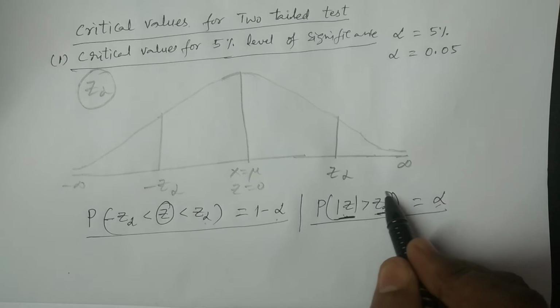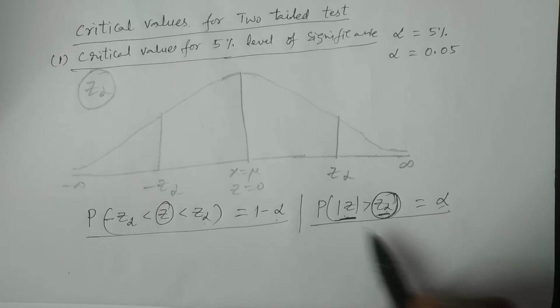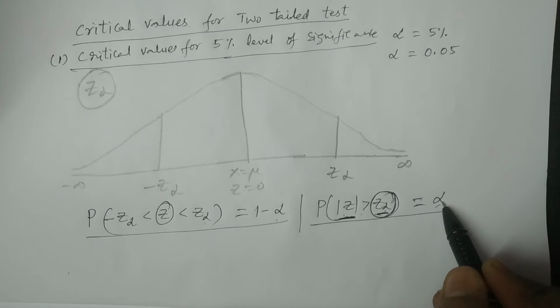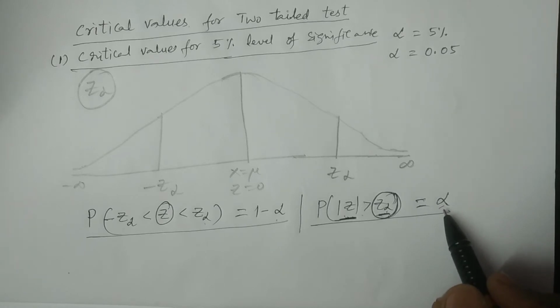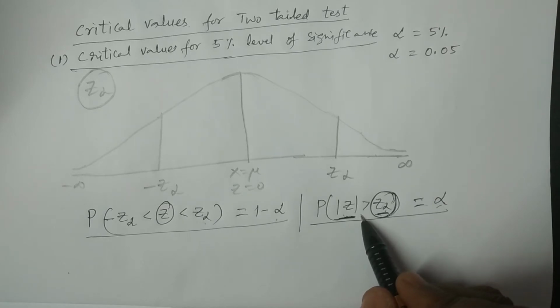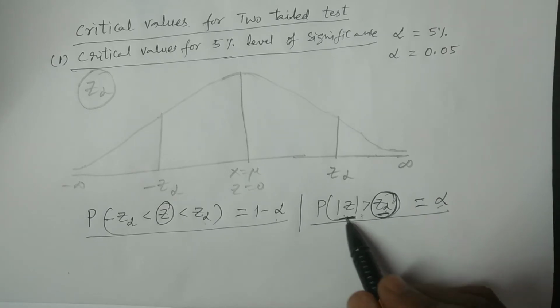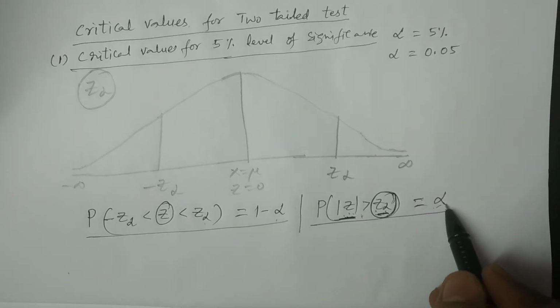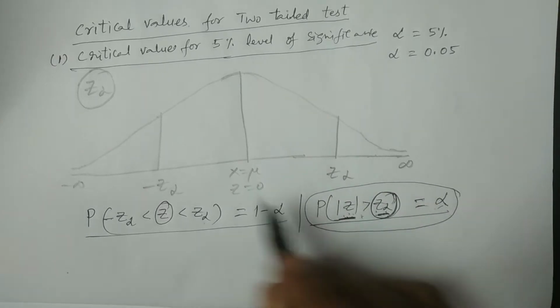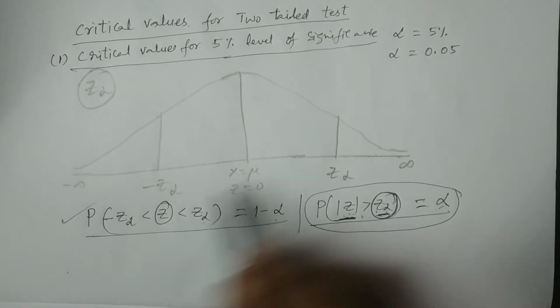Now the topic is Z alpha. Probability of modulus of Z greater than Z alpha is equal to alpha. Alpha is the probability of type 1 error. What is type 1 error? Rejecting H0 when H0 is true. When we reject H0, the calculated value is greater than the tabulated value, that is, probability of modulus of Z greater than Z alpha is equal to alpha. That is to be kept in your mind. This is the basis for this entire calculation, formula and figure.